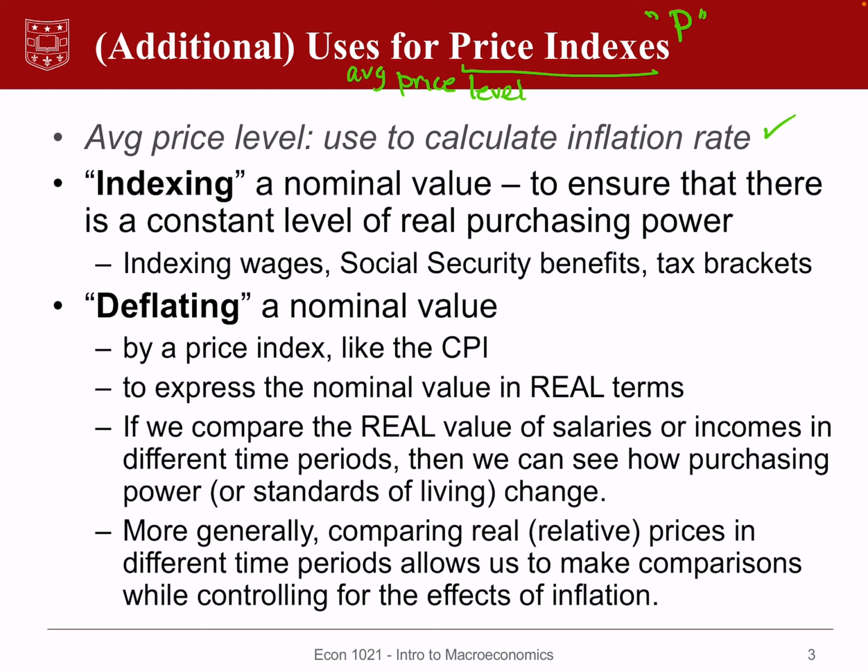What I want to think about at this point are two specific examples of how price indices are used. One instance of this is to index a nominal variable. And this is done in order to ensure that there's a constant level of purchasing power. So the real here is really redundant. Purchasing power does refer to the real quantity of goods and services, or the inflation adjusted quantity of goods and services that a person could purchase, for instance.